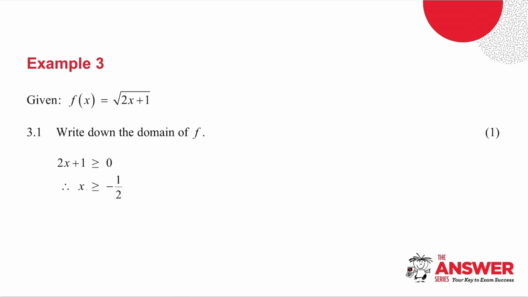3.1 says write down the domain of f. Domain, remember, are the possible x values. Now you know that in high school maths we cannot take the square root of a negative, which means that 2x plus 1 must be greater than or equal to 0. So x must be greater than or equal to minus a half. This question is only worth 1 mark, which means I can literally write down the answer only.